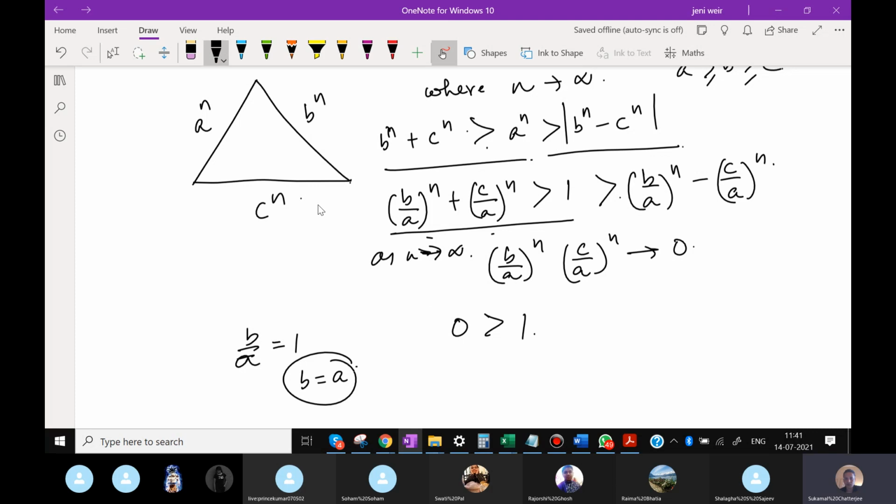So that means this triangle has to be an isosceles triangle. So if you have the sides of a triangle as a to the power n, b to the power n, c to the power n, where n tends to infinity, then the triangle has to be an isosceles triangle. Only then the left-hand side inequality will hold true.